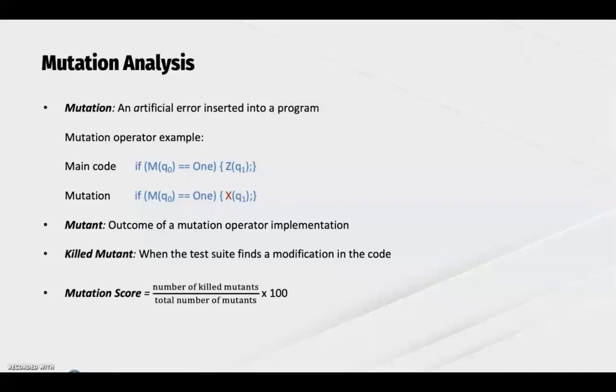The outcome of a mutation operator implementation is called a mutant. When the test suite detects the change in the code, we say the mutant is killed, since it has been found. To calculate the mutation score, we divide the number of killed mutants by the total number of mutants, and then multiply by 100.